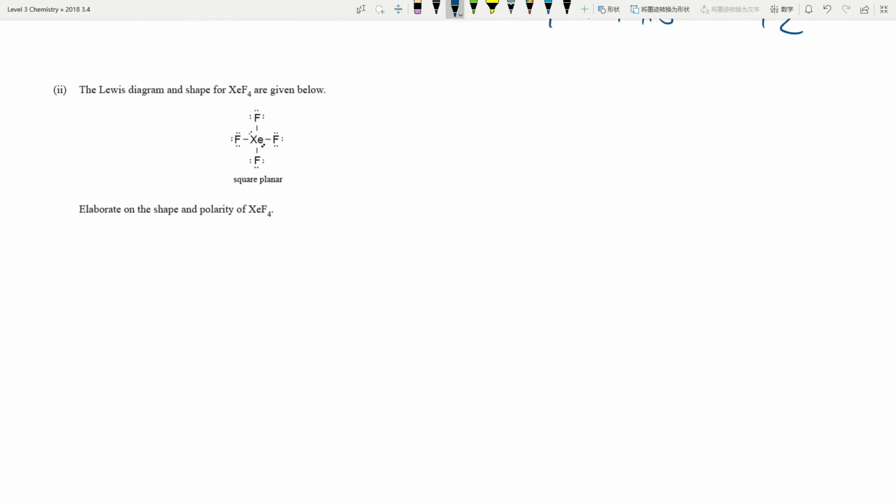All right, next one, XeF4. So explain if this is polar or non-polar. This is actually non-polar. And this is actually a really good example. Can you guys see these lone pairs of electrons around Xe there? The only year 12 and 13 molecules that will be non-polar that have lone pairs of electrons is a square planar shape. Anything else that has lone pairs of electrons around the central atom is polar.